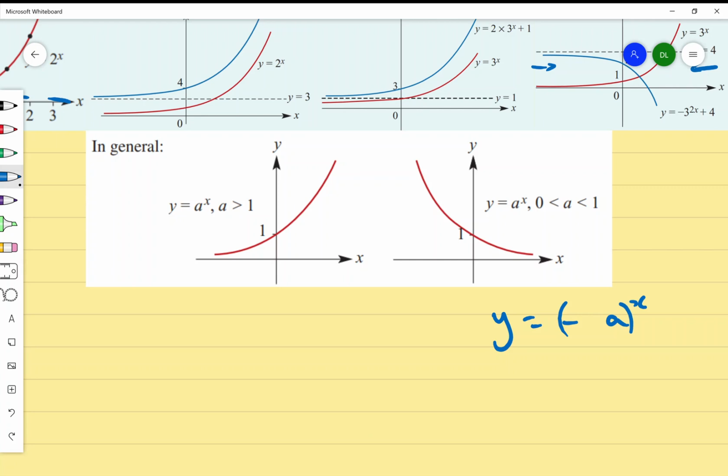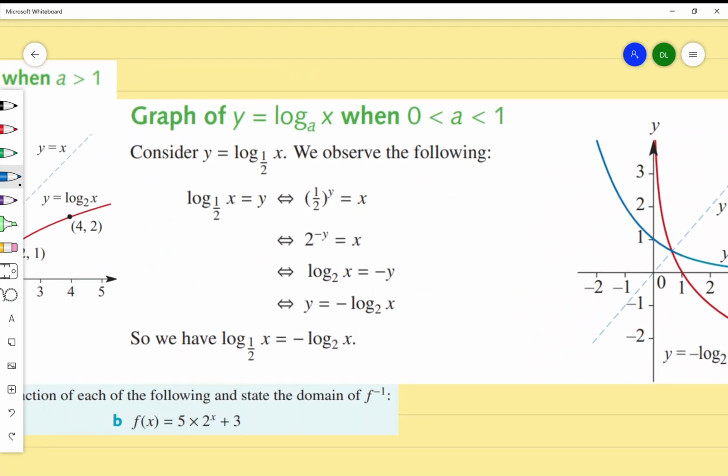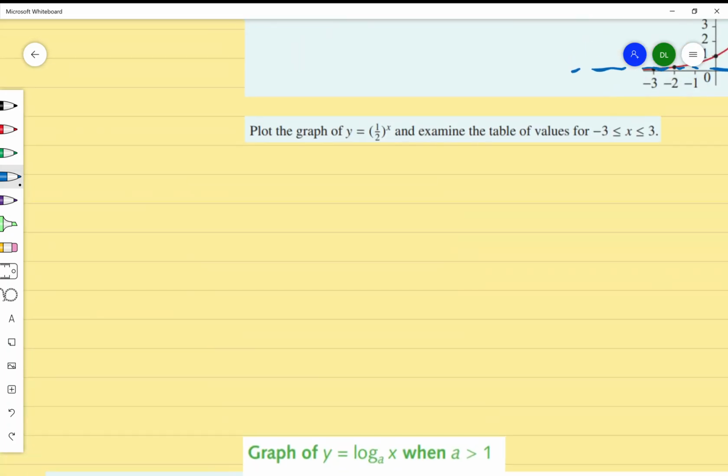If it's an even number, you know that the negative, you can just remove it. If it's an odd number, you keep it. Pretty straightforward. Okay. Alright, so that is the graph of exponentials. Do I have any questions before I move on?